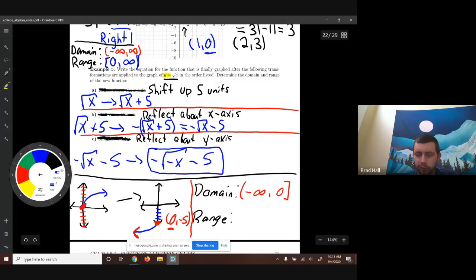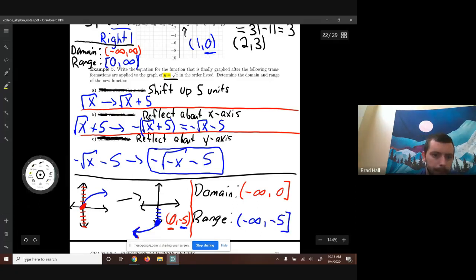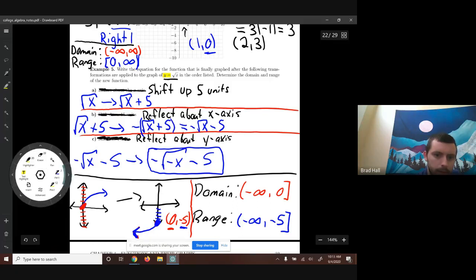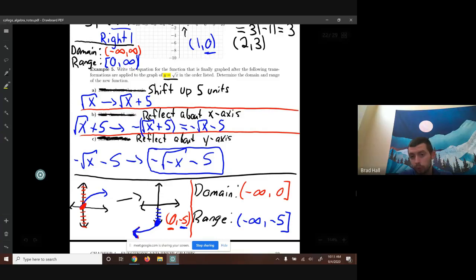With the range, it's simply lowest to highest, and we use the y values. Lowest point is the arrow, which goes towards negative infinity. The highest point is where the square root function ends, and the range wants the y value, which is -5. And so that would conclude this problem as well as this section.